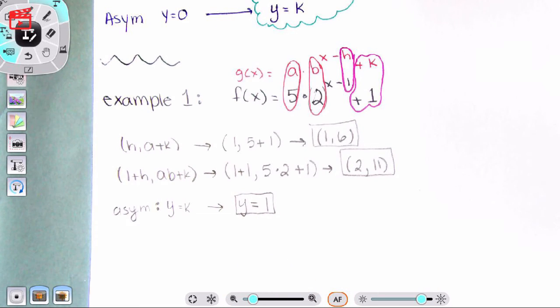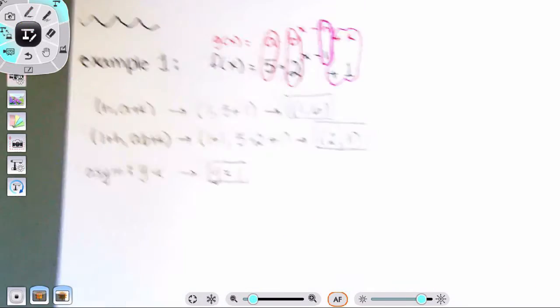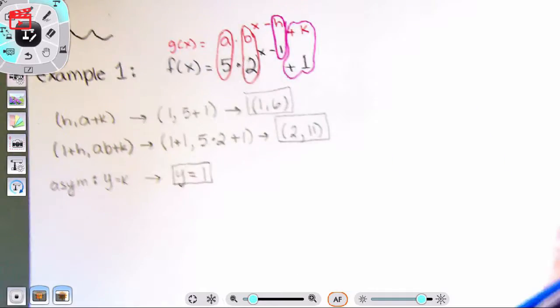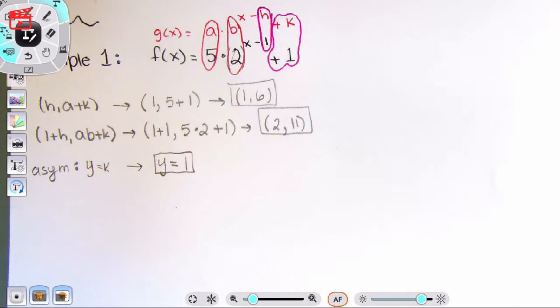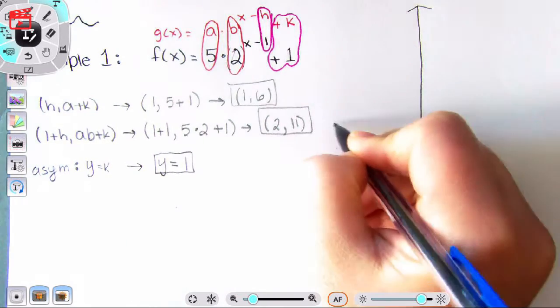Okay, now it's time to graph. I'm going to shift my paper over. You guys can't see that, but I'm trying to hold down this paper with a book, and it's not really working. It's okay. All right, let's sketch this. Let's sketch this bad boy.